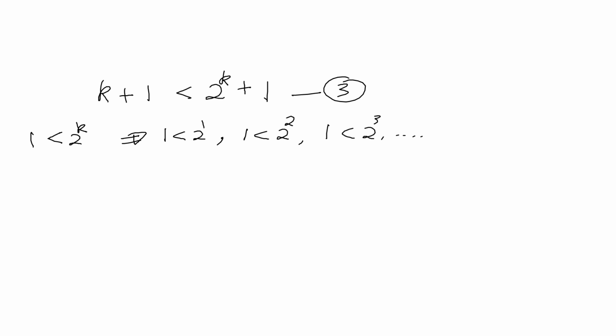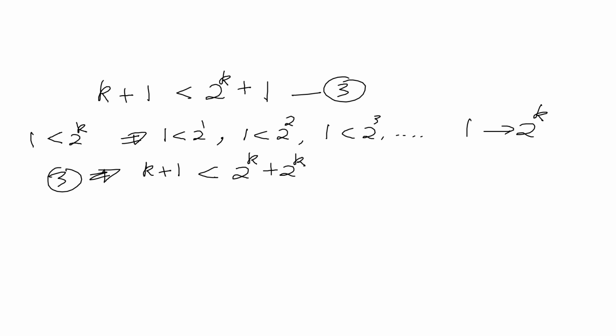So like this, finally we can replace this 1 by, what is that? We can generalize it, 2 to the power k. So from equation 3 you have that 1, right? So you replace that 1 with 2 to the power k. Therefore equation 3 becomes k plus 1 less than 2 to the power k plus, now 1 is to be written as 2 to the power k. So that is k plus 1 less than 2 to the power k into 2 to the power k means what? 2 times 2 to the power k, correct?